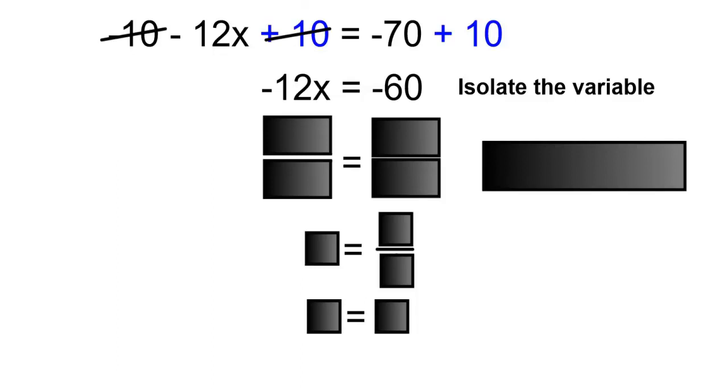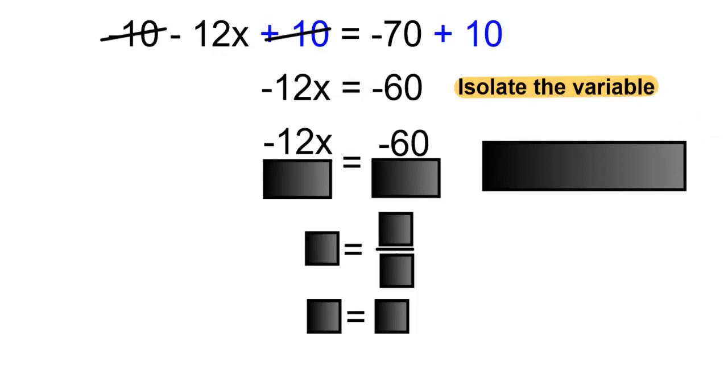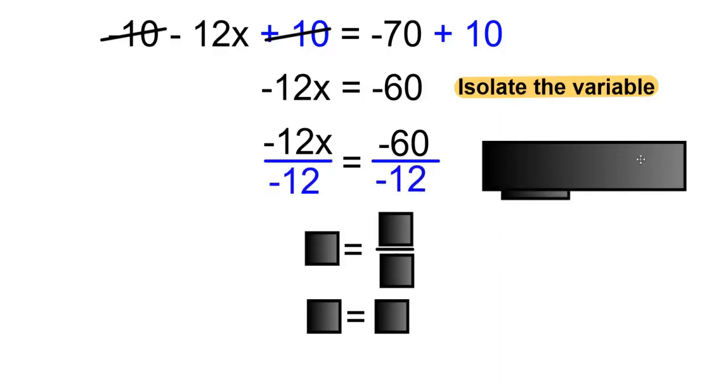Then we will isolate the variable. To isolate the x, we'll do the opposite operation of multiplying it by negative 12. So we'll have to divide the left-hand side by negative 12, therefore dividing the right-hand side by negative 12.